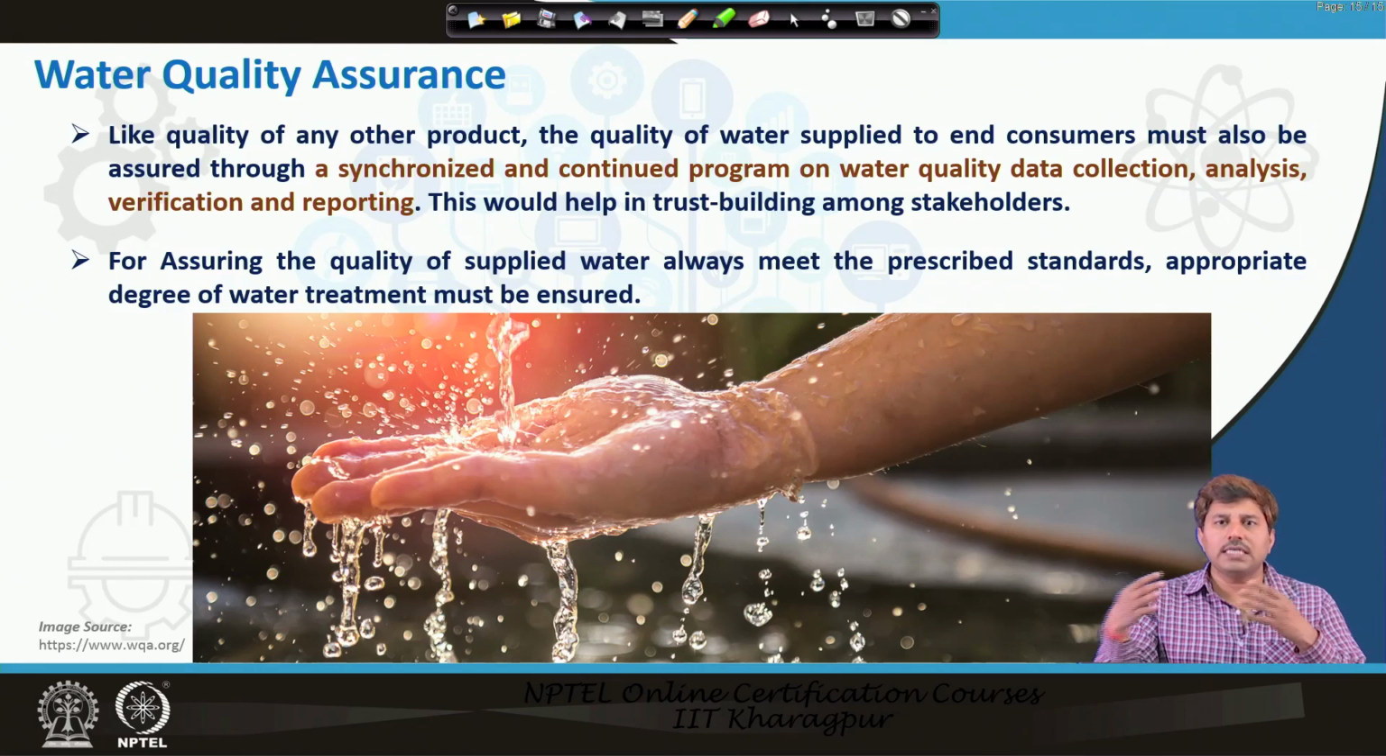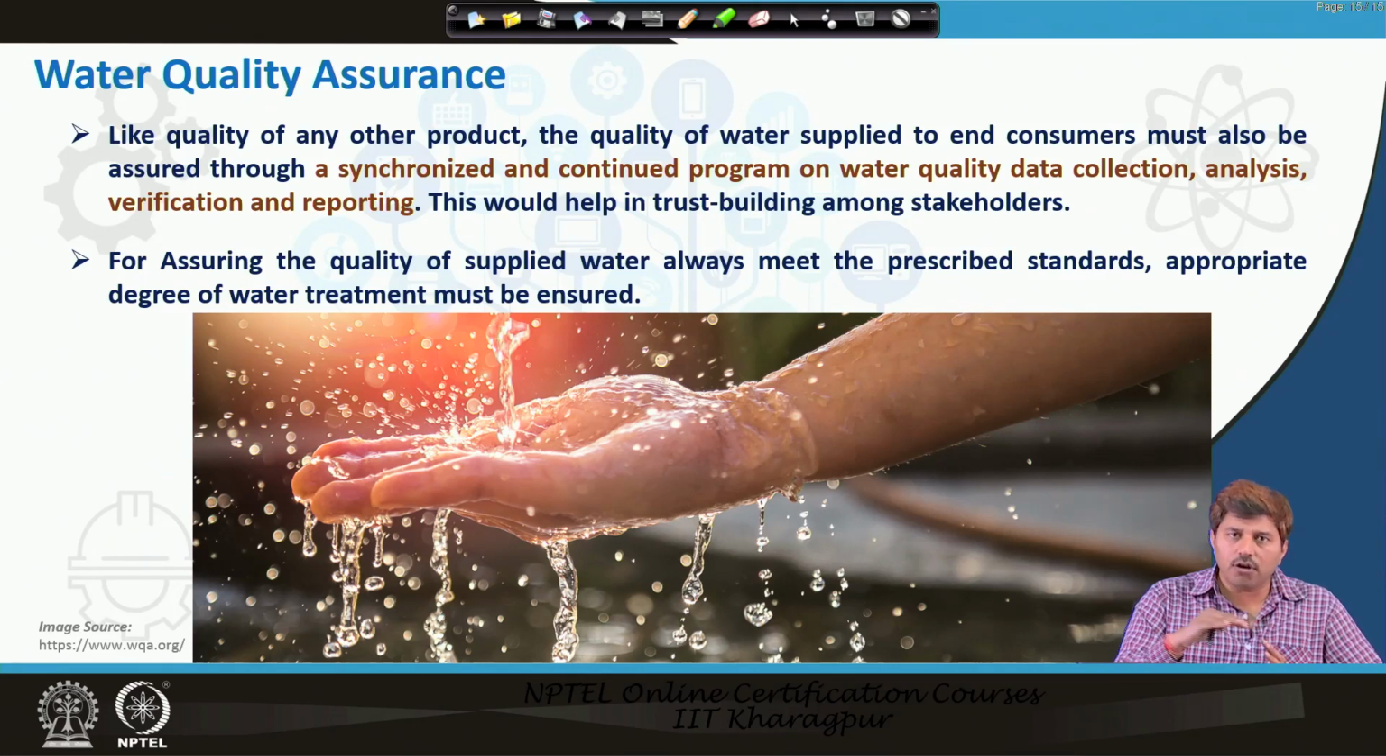We should have water quality display also in the public water channels, public water mains. This is the real-time quality of water which is being supplied, so that people are aware that the water being supplied is of good quality and can be consumed directly. That kind of trust building is important, and it can only be achieved when utilities go for all these steps of a synchronized and continued program on data collection, monitoring, verification as well as reporting, involving all the stakeholders, so that the trust can be built up.